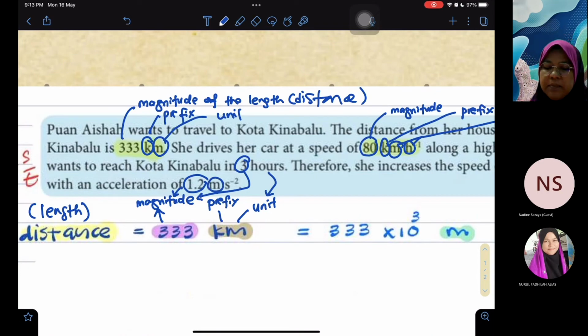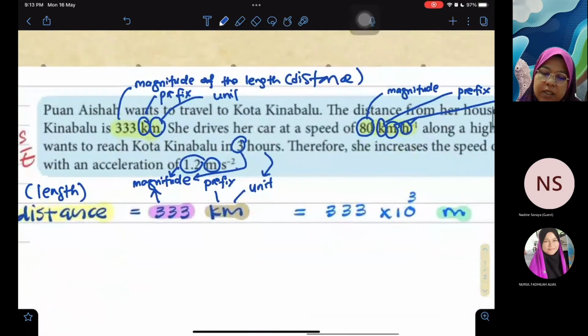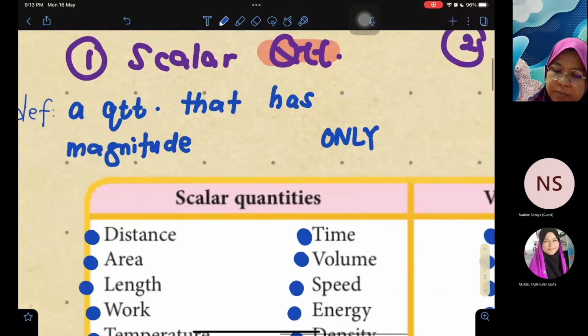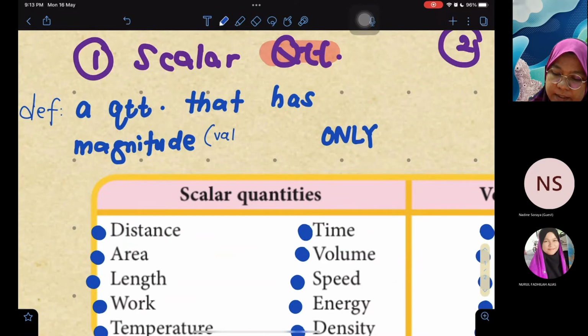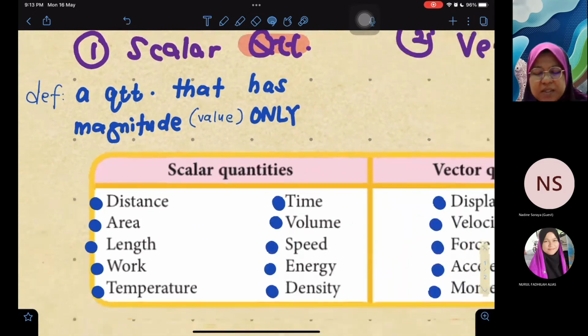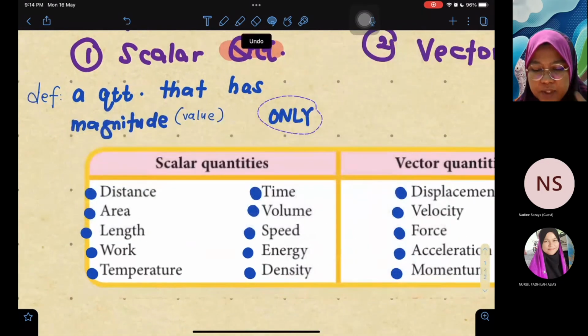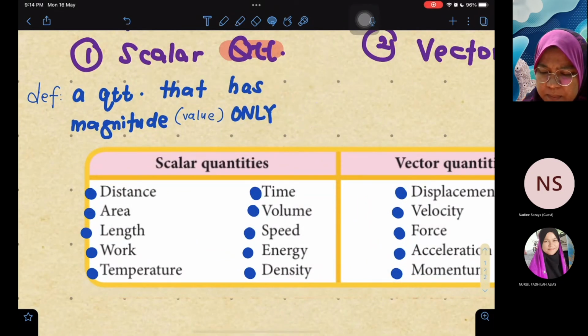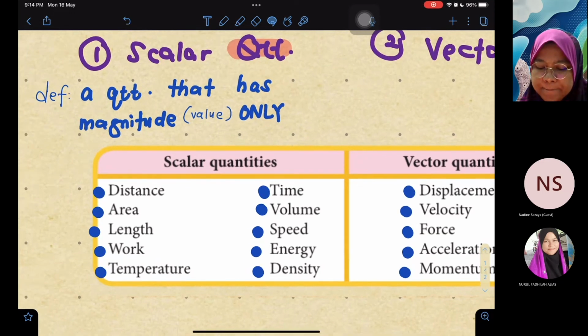Second square adalah unit. Jadi magnitude tu apa? Kalau kita tengok magnitude tu adalah sebenarnya 1.2, 333, 80. So we can conclude that magnitude tu adalah dia punya value, nilai. Ini pun kadang-kadang student tak boleh nak tahu. Dia macam terlupa sangat. Dia sebut definition boleh tapi dia tak tahu. What is magnitude ni? Magnitude tu value lah, nilai.